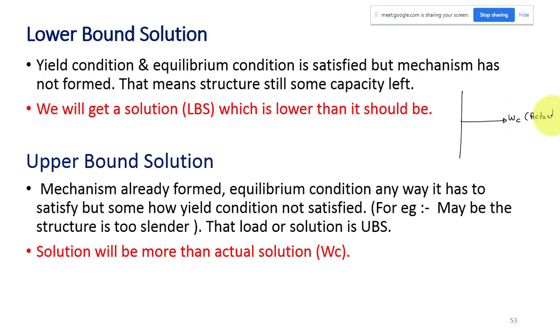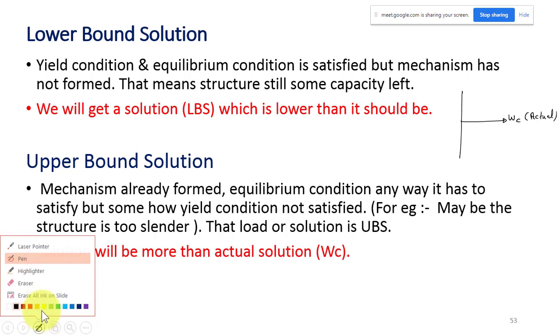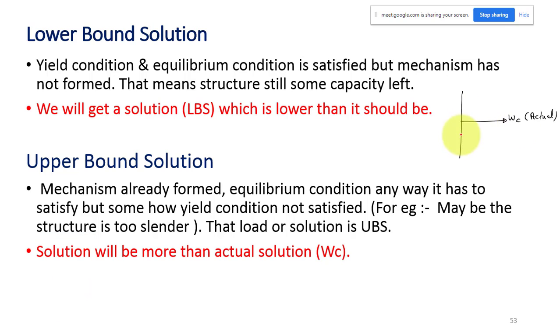So in the lower bound theorem or lower bound solution, you will get the value of collapse load that will be less than or equal to your actual solution. You will get it in this region. That is your lower bound solution. It can be equal to collapse load many times, and it can be less than collapse load also. Similarly, your upper bound solution will come on the other side. It will be more than your actual collapse load. So it can be equal to collapse load or it can be more than. That is your upper bound solution.